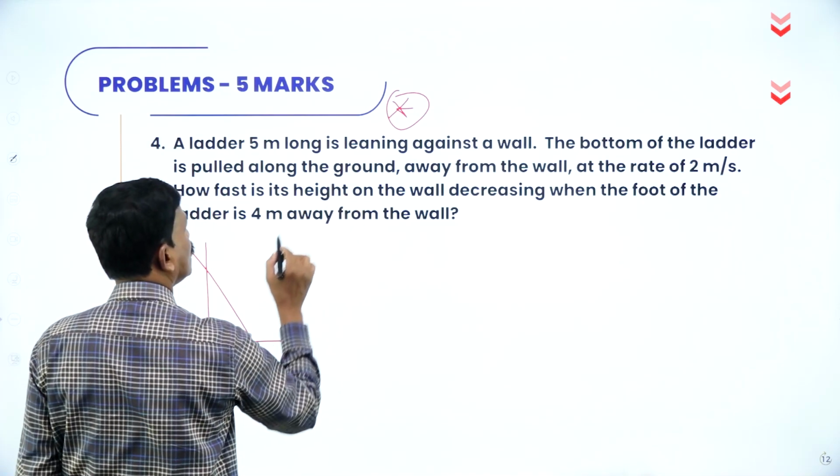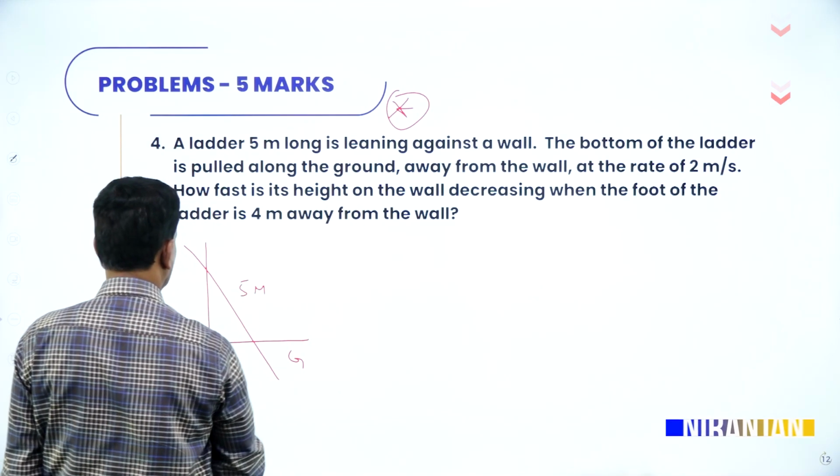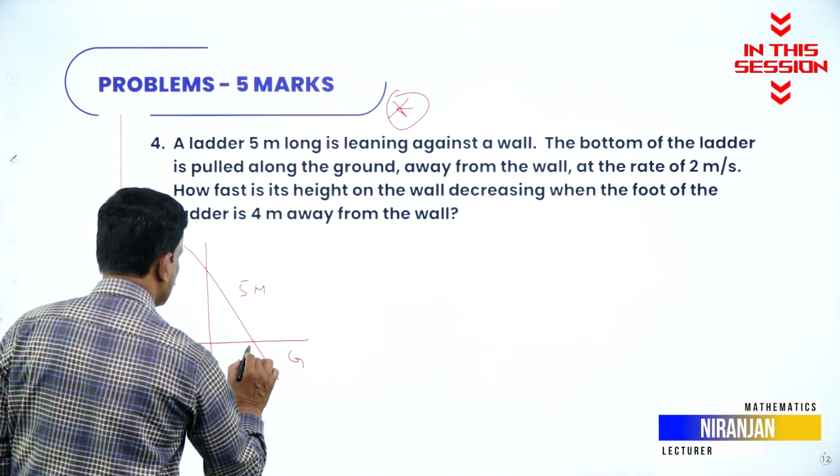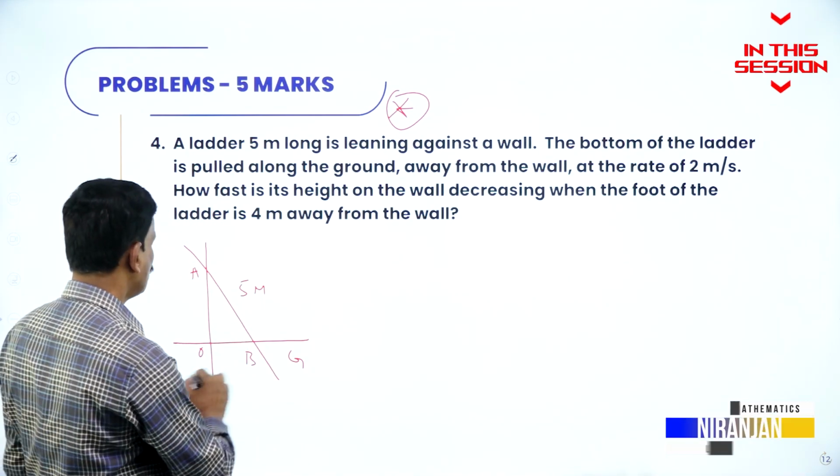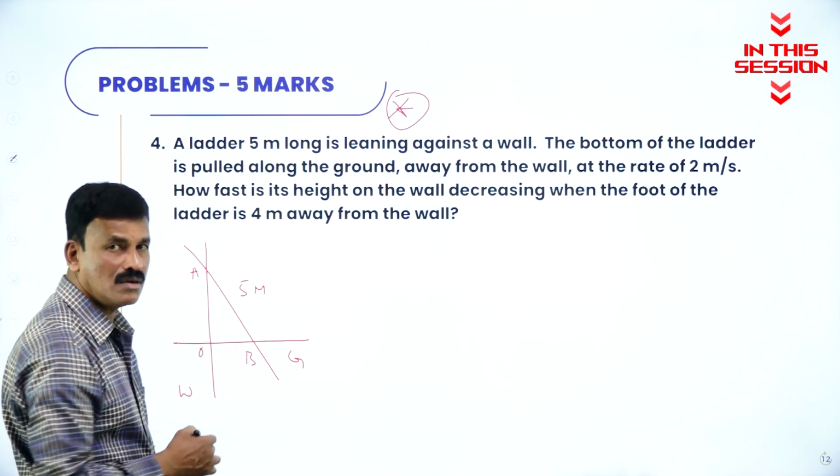What is the height of the ladder? This is 5 meters. Now let us represent this as O. This is A and B. AB is the ladder, OB is the ground and OA is the wall.